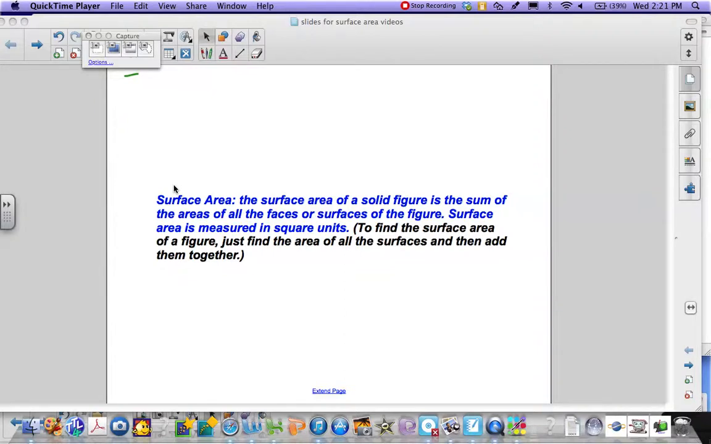The surface area of a solid figure is the sum of the areas of all the faces or surfaces of the figure. Surface area is measured in square units. To find the surface area of a figure, find the area of all the surfaces and then add them together.